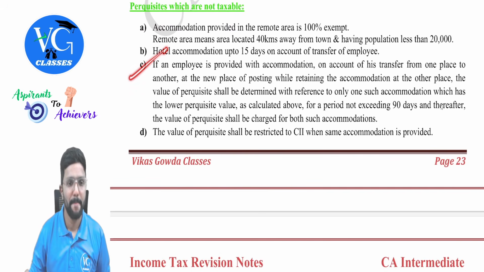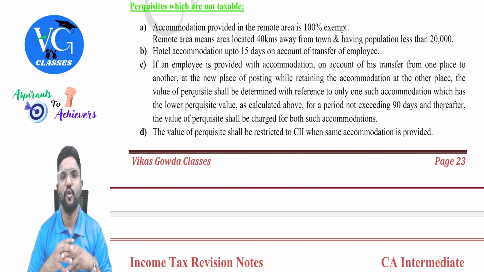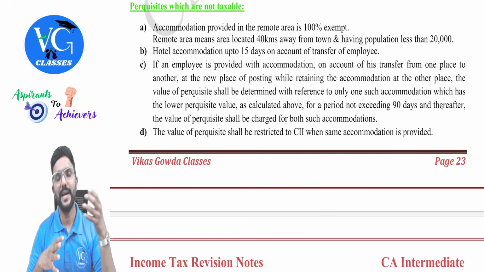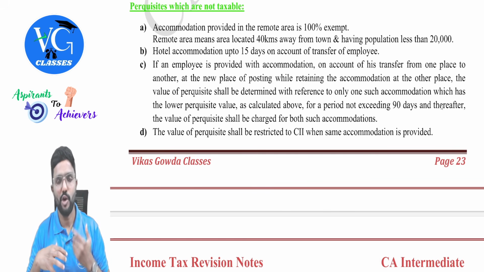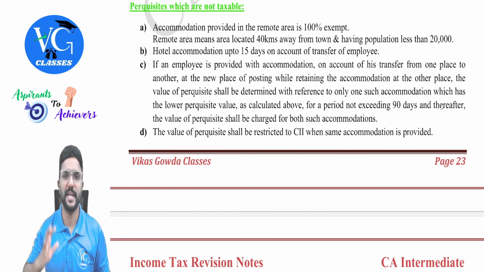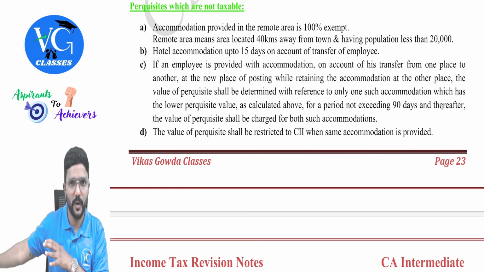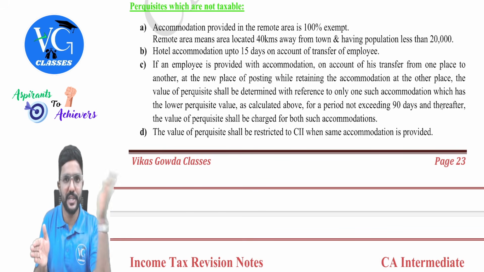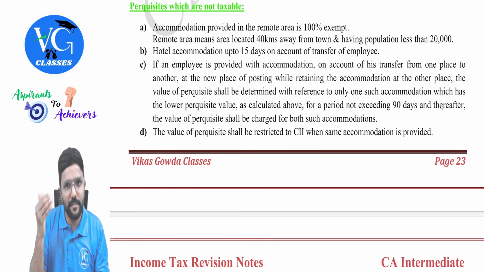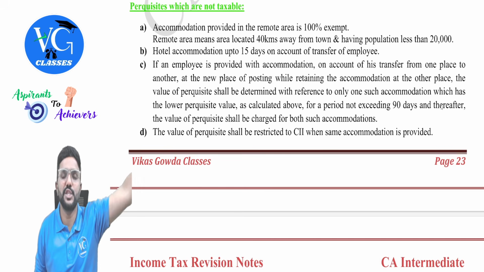Next, C. Now, let me try to explain with an example instead of reading the provisions. Assume I am an employee working in Bangalore. My employer has provided me accommodation in Bangalore. Now I have been transferred to Chennai, and my employer is providing me accommodation even in Chennai. And in Bangalore also, he will continue to provide it, where my family members are staying. So whatever accommodation was provided in Bangalore will continue to be provided to me, that is, my family members would be staying there, whereas a new accommodation is provided for me in Chennai.